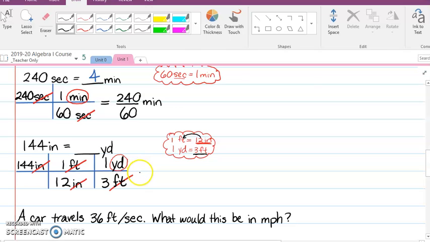So I'm going to multiply across the top. 144 times 1 times 1 is 144. On the bottom, 12 times 3 is 36. When I reduce that, I end up with 4 yards. So we just did an example where we had to use not one but 2 different conversion factors to get to our ultimate goal.